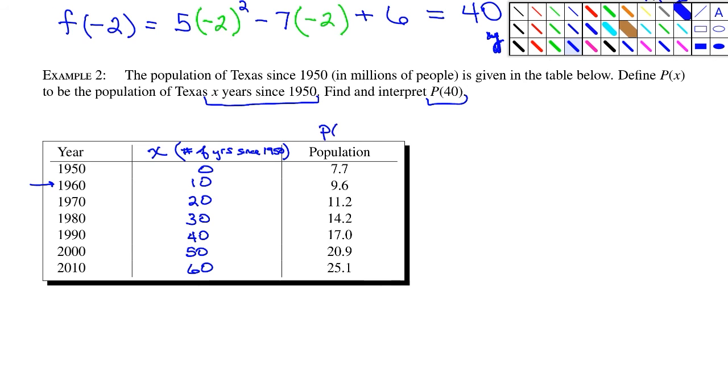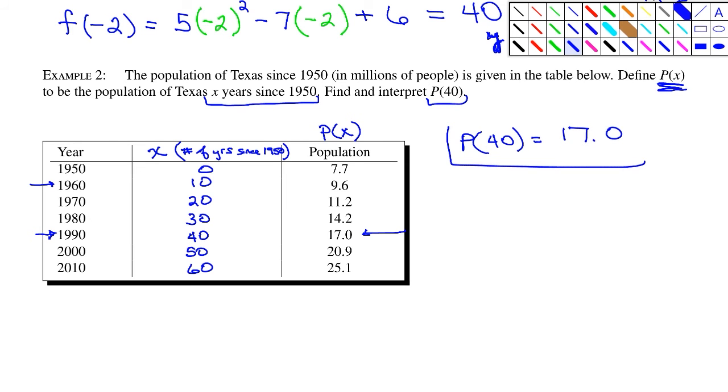That's the P of x, because we've defined P, capital P in this case, to be the population of Texas since 1950. And now we want this, P of 40. So P of 40, I would go to where the x is equal to 40, and that's on this row here. And the number looks like it's 17.0. So that's the value of P of 40.